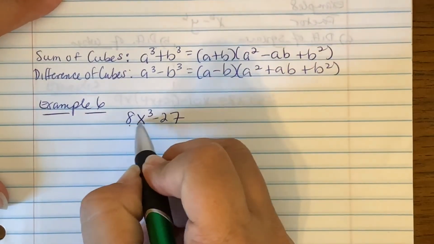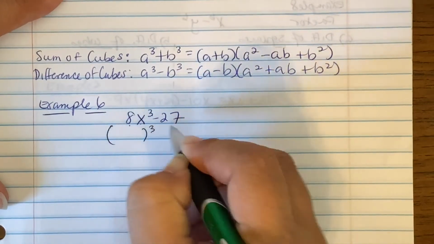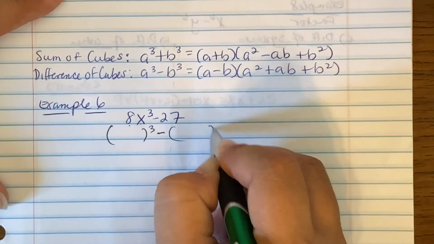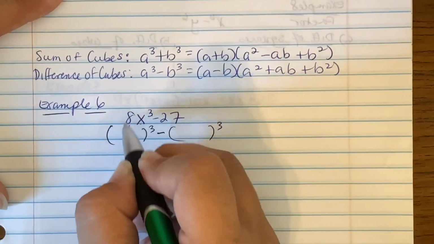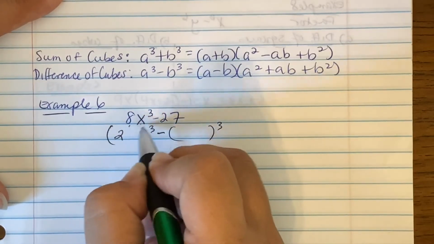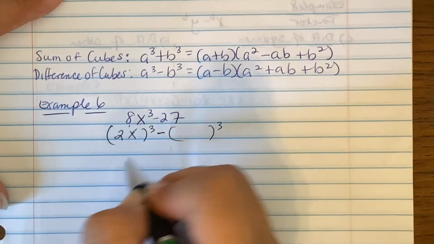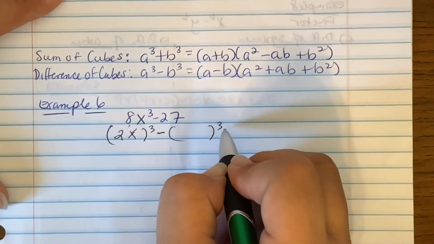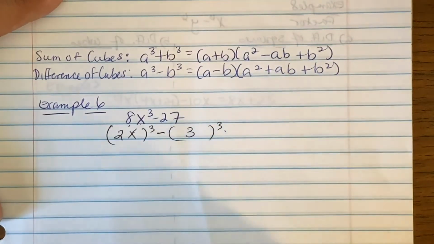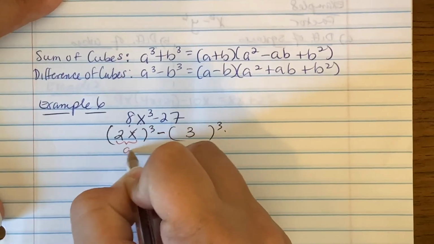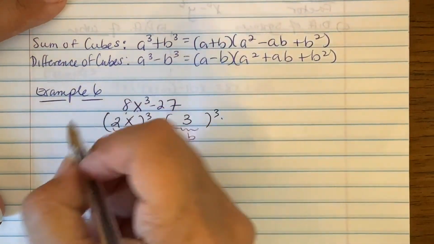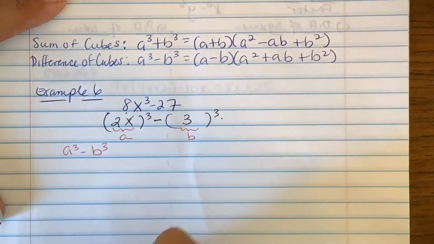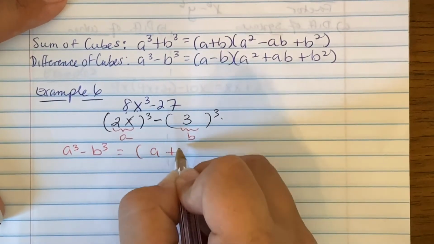So 8x cubed can be rewritten, that's why I'm putting parentheses power of 3, minus sign, parentheses power of 3. A number that I can multiply 3 times, that's what cube means, in a row that gives me 8. Well, that value is a 2. X multiplied 3 times in a row gives you x cubed. 27. A number multiplied 3 times in a row that gives you 27 is the number 3. The reason I did this is so we can identify a and b. So 2x is going to represent a, 3 is going to represent b.